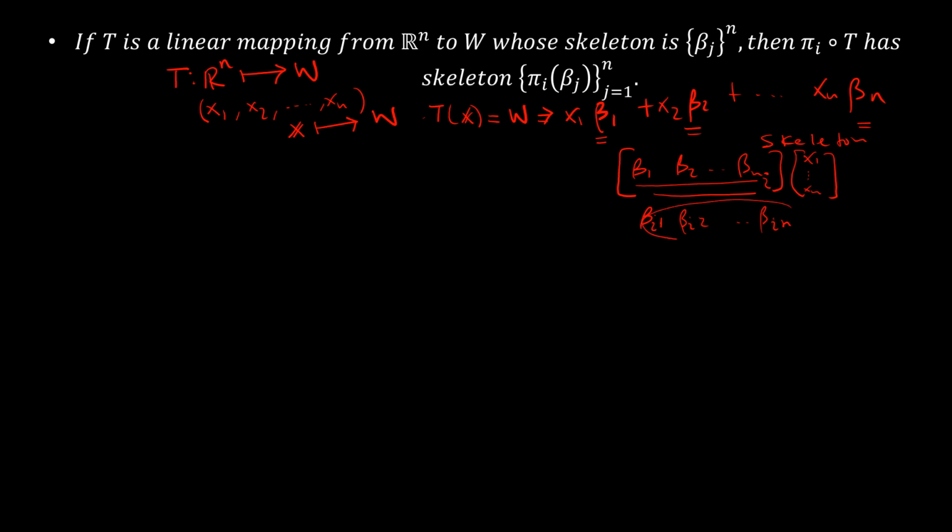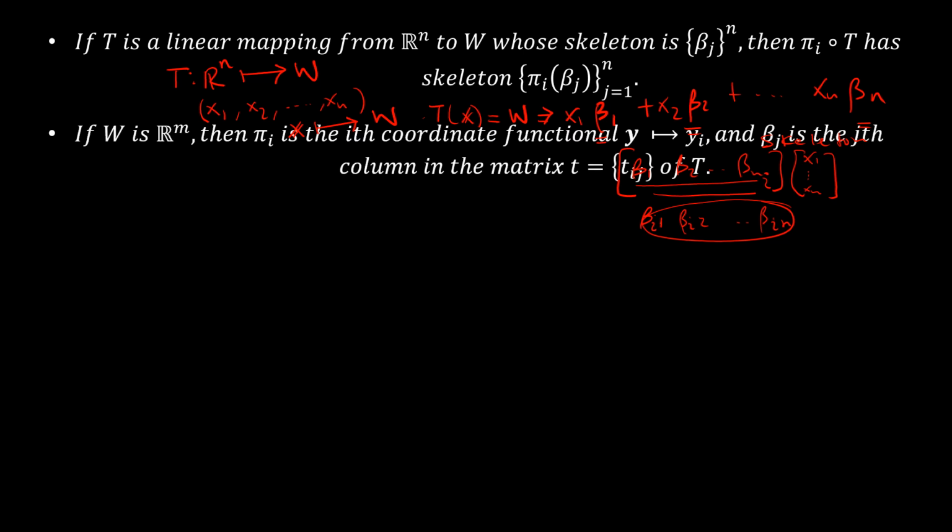And this is the projection that we are looking at. So let's continue a little bit. If W ends up being just another tuple of m terms, R to the m, then pi i is the ith coordinate functional, yi, and bj is the jth column of the matrix.